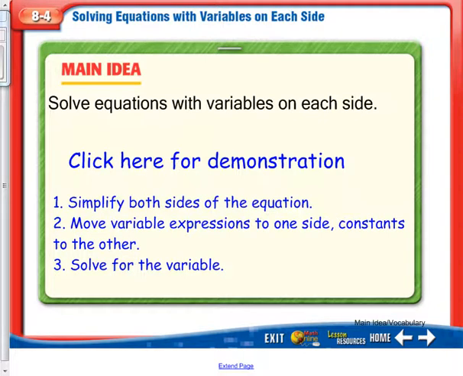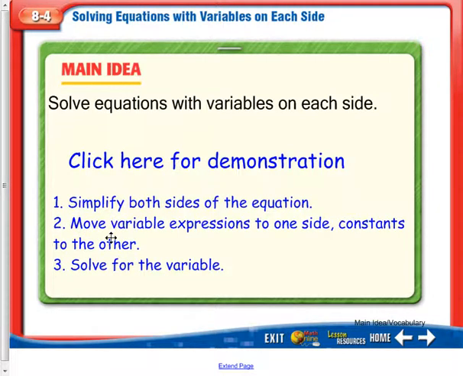In lesson 8-4, we will solve equations with variables on both sides of the equal sign. So to do this, first we must simplify both sides of the equation just as we did before. If there's any like terms, we need to combine those things. Then we can move variable expressions to one side. Anything with a variable will move to one side, either left or right of the equal sign.